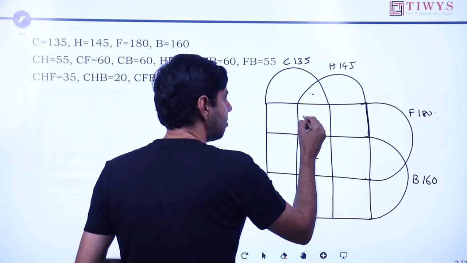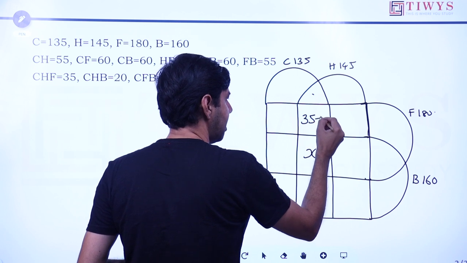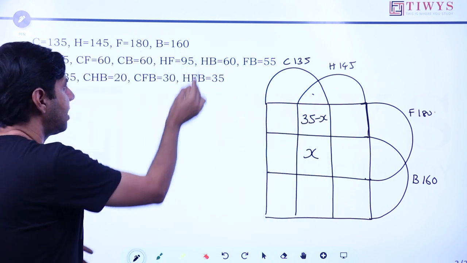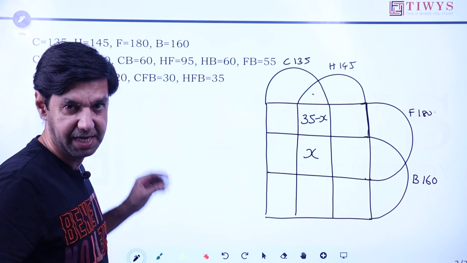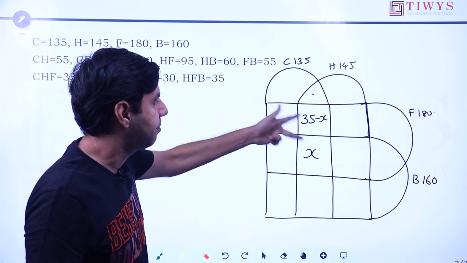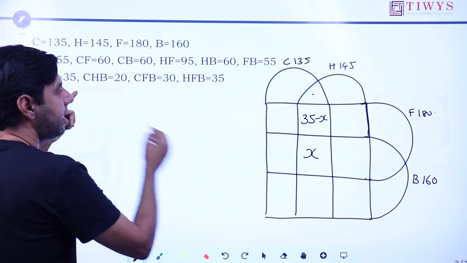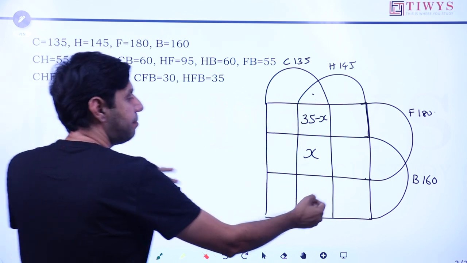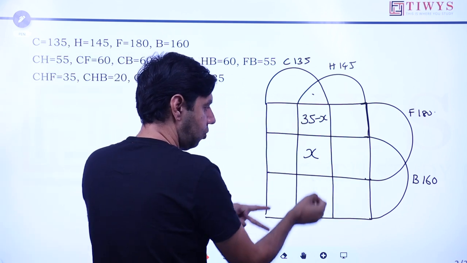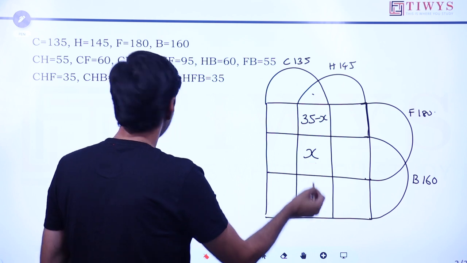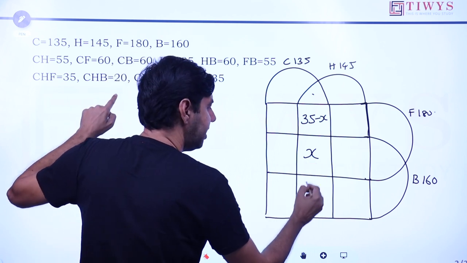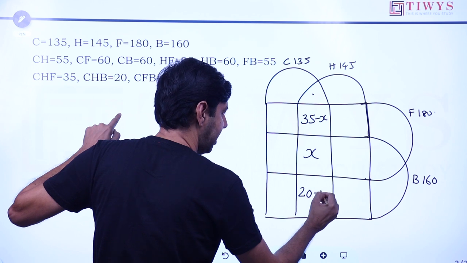If this is x, so this is 35 minus x. We know all these numbers are the overlapping sets, right? So now we have separated them. Cricket, hockey, the same four, but this time basketball. Basketball is the below two. Cricket, hockey, basketball together should add up to 20. This is x, so this is 20 minus x.